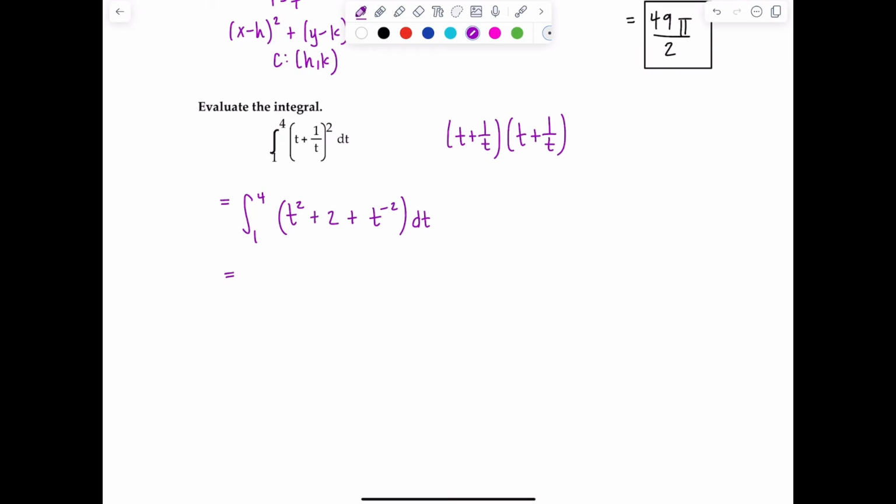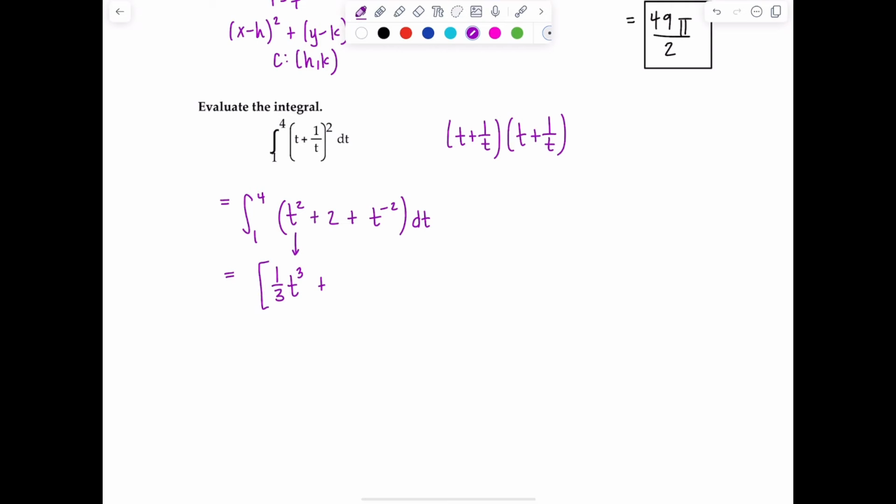Okay, so when you're antidifferentiating, you add 1 to the exponent, divide by the new exponent. So if I add 1 to the exponent, it would be, yes, t cubed. And then I divide by the new exponent, so this would be a 1/3. Or you could put it all over 3. It's really up to you, okay?